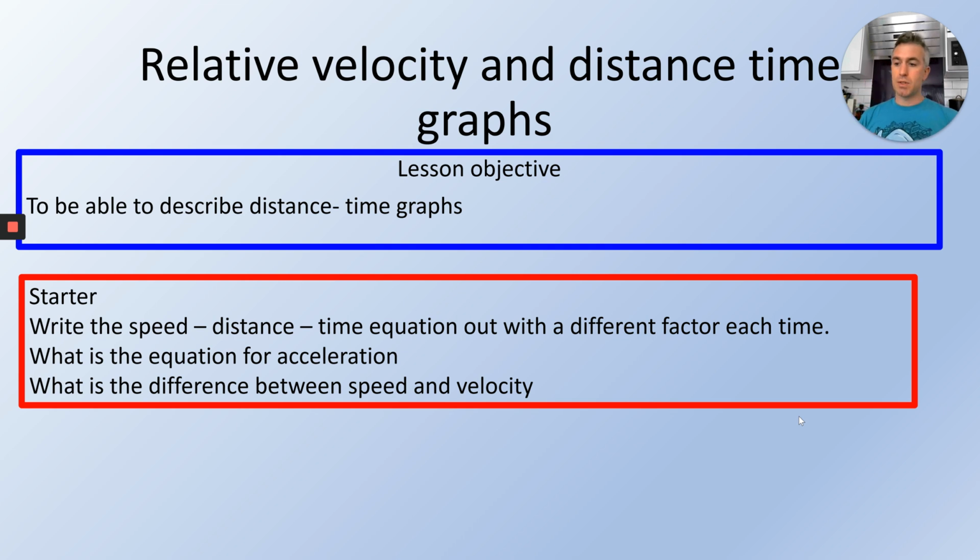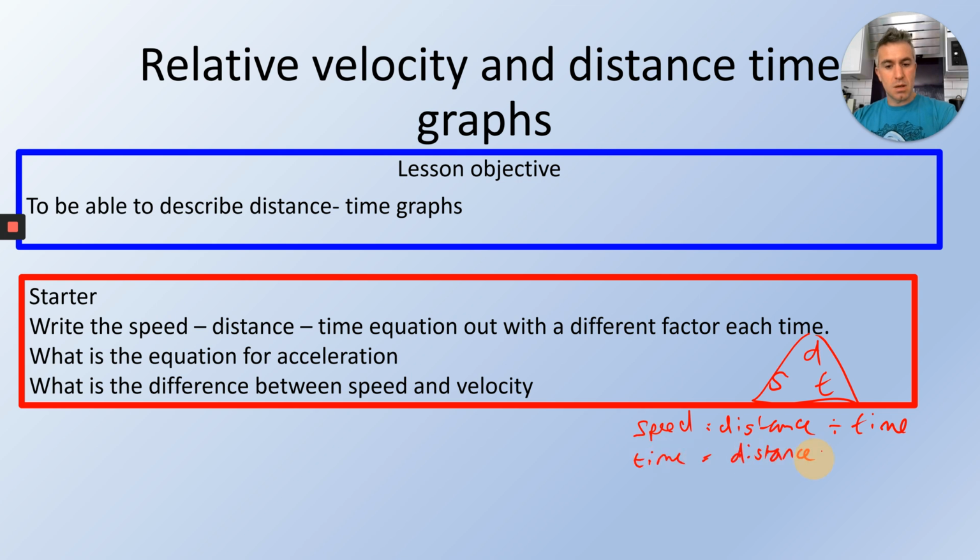Okay, so let's just review. Write the speed, distance, time equation. So if I do it like this in the triangle, we can write speed is equal to distance divided by time. Time is equal to distance divided by speed, and distance is equal to speed times time.